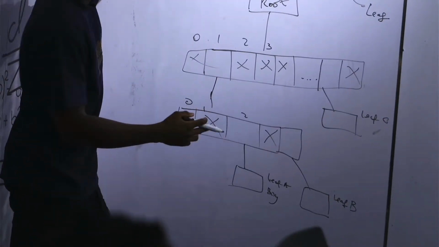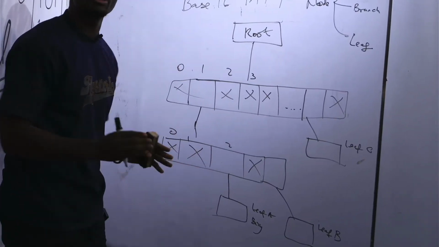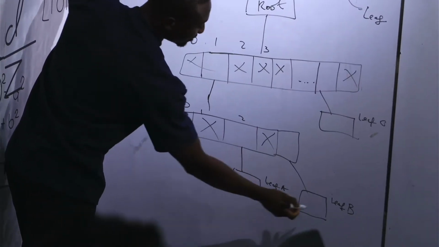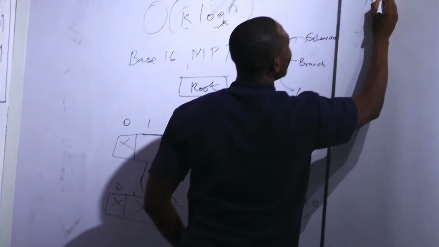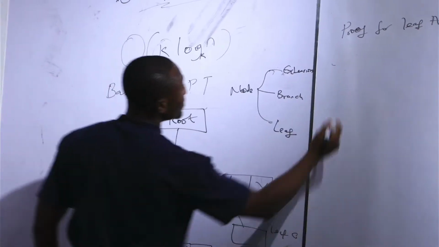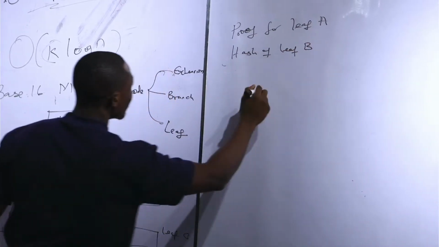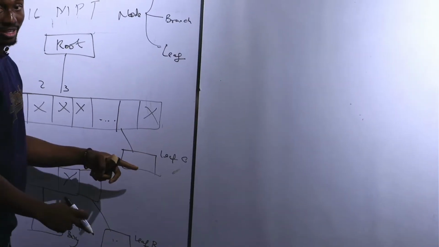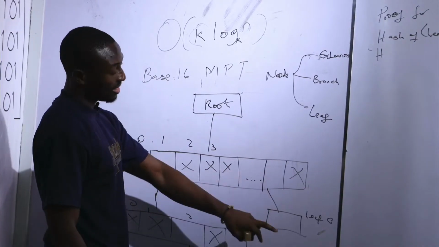Because we're using cryptographic hashes, we need to provide the sibling nodes to be able to hash it up to the root. To get the proof for leaf A, we need the hash of leaf B. Then, after that, we also need the hash of this leaf C. Since every other point here is empty, we just need the hash of this.